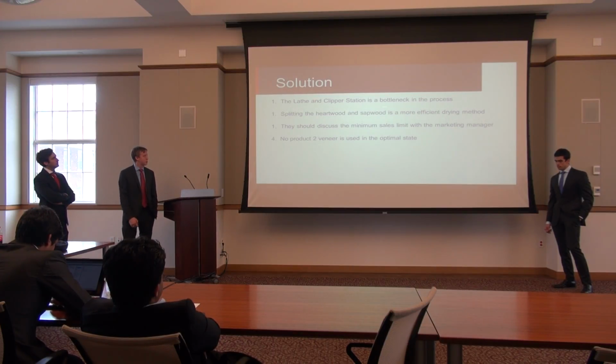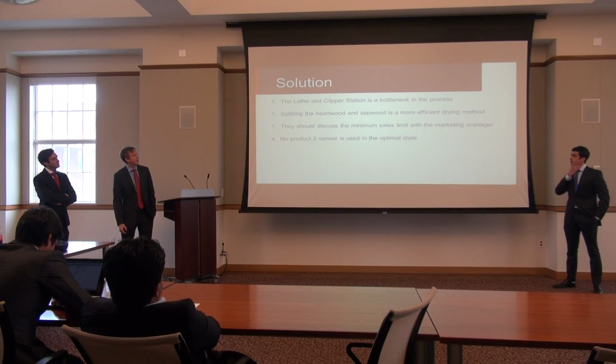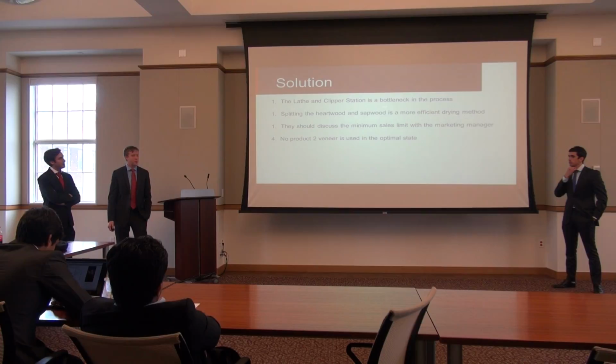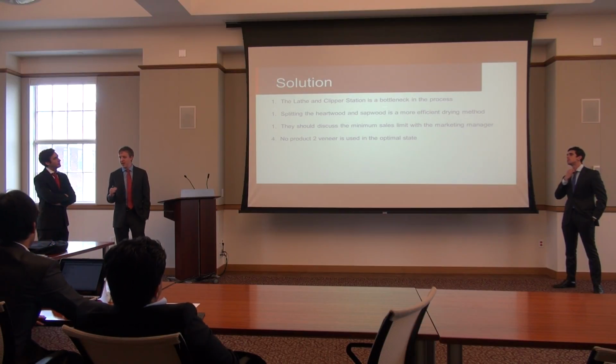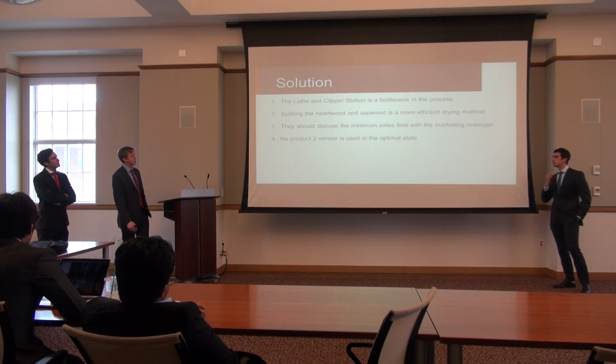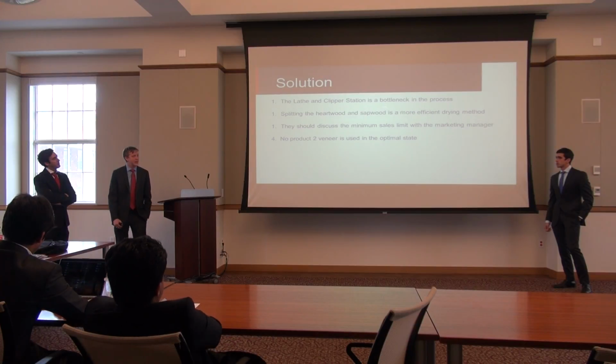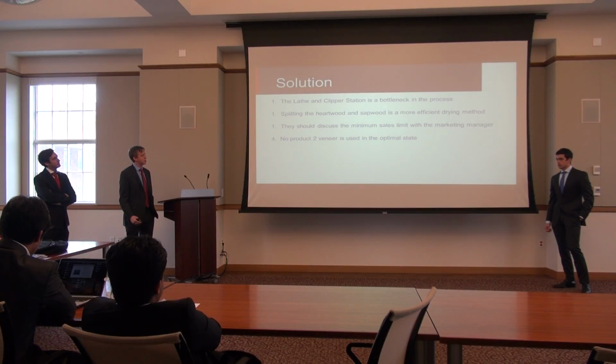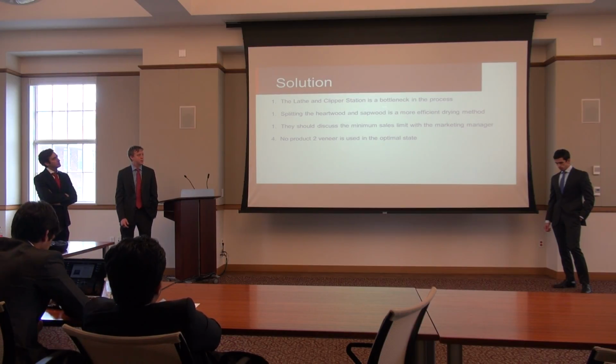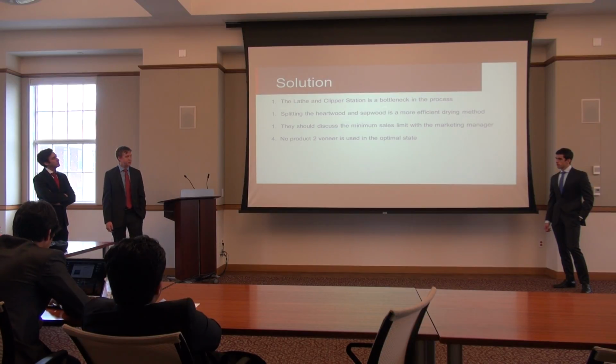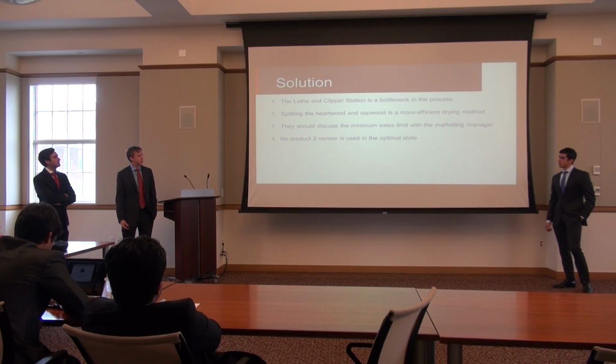So coming back to those problems we talked about earlier, the lathe and clipper station was the bottleneck in the process because that's where the constraint hit the maximum amount of hours, including overtime. So if they had more resources there, more hours to put towards that, then they could probably produce a lot more of the needed veneer to make more plywood at the end.